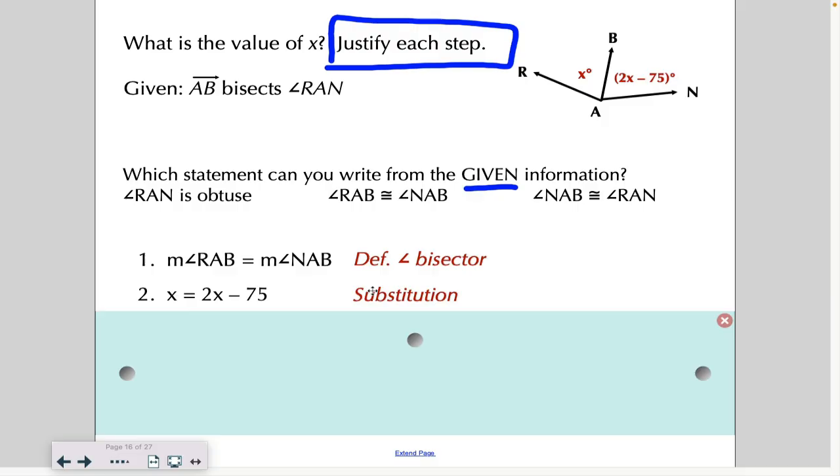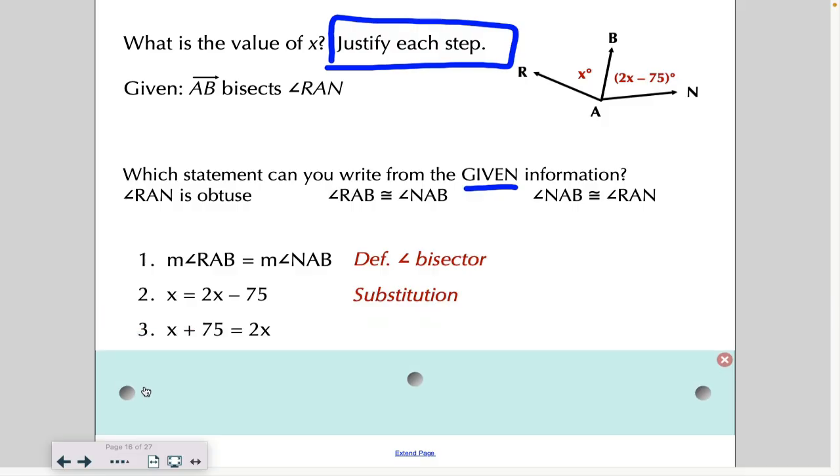The measure of angle RAB, and we're substituting 2x minus 75 in for that particular angle. Nice job. Now solving this, I don't think would be too bad. I'm going to add 75 to each side. Justification? You just filled out all these charts. Just tell me if you know. The addition property of equality, which you have to write, addition property equality. If you abbreviate it like I did, that's fine.